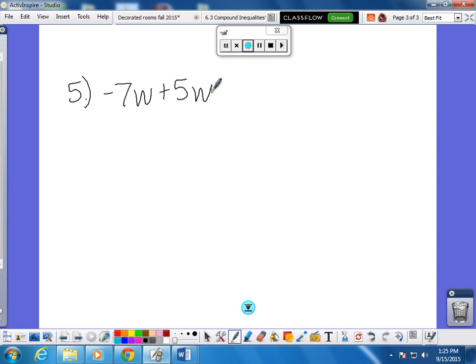Okay, what does that rule say? They have different signs, so I would subtract, and 7 minus 5 is 2W, and the bigger term was negative 7, that's right, so it'd be a negative 2W.